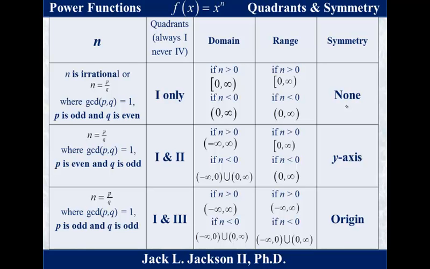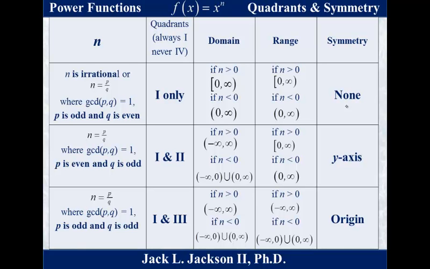If you have a rational power, p over q, where p is even and q is odd, so even on top, odd on the bottom, that's going to be quadrants 1 and 2. The domain is going to be all reals, but the range is just going to be from 0 up, including 0 if we've got a positive power. If you've got a negative power, you throw out 0 in both the range and the domain. So the domain is all reals except for 0, and the range is 0 to infinity, not including 0, just the positives.